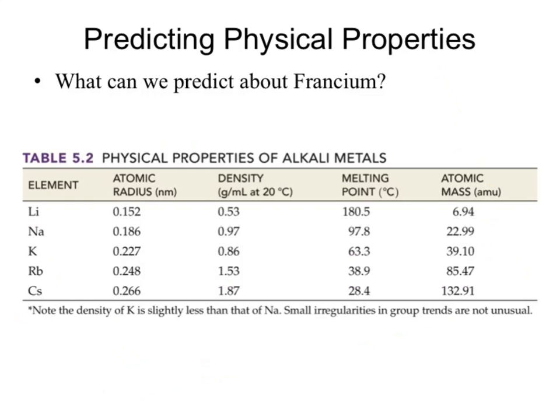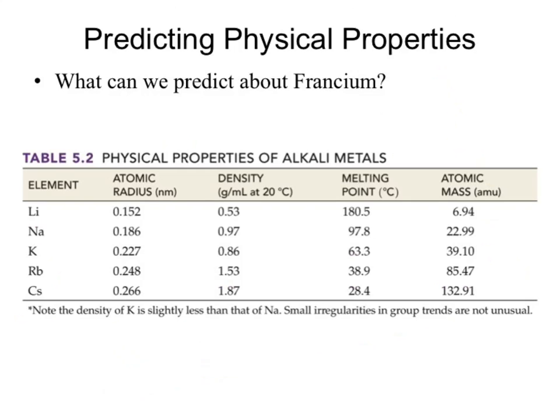Atomic radius. Okay, how could we predict its atomic radius? What would we want to do? Okay, should be really big. It should be bigger than all of the other elements before it. Okay, so its atomic radius in nanometers should be bigger than 0.266. How much bigger? So it's between rubidium and cesium. Where's francium?